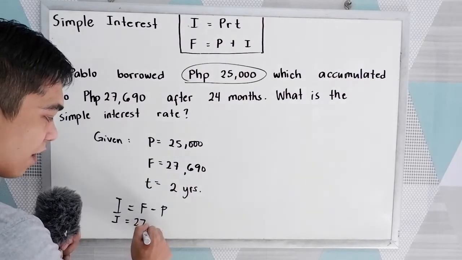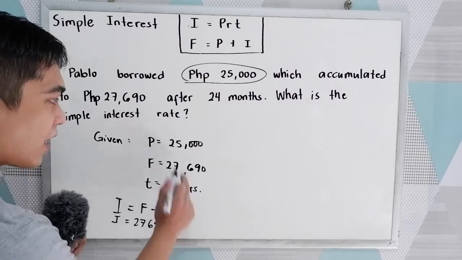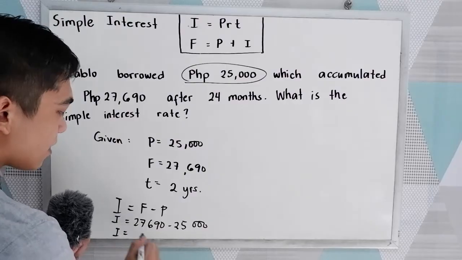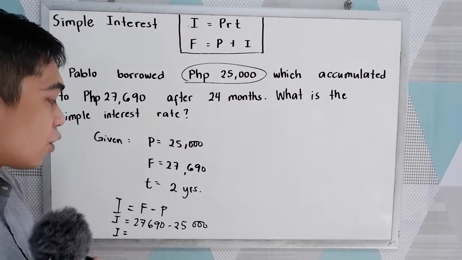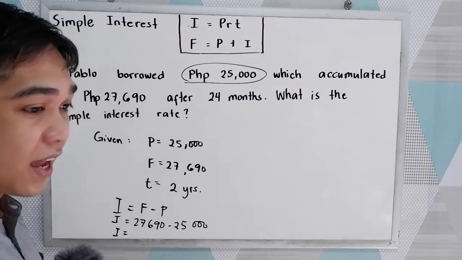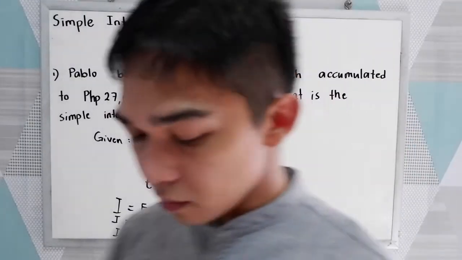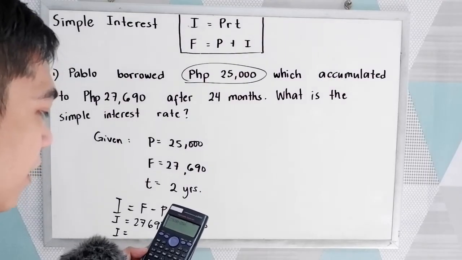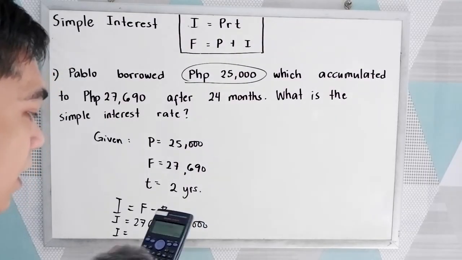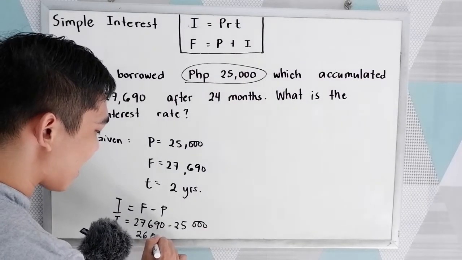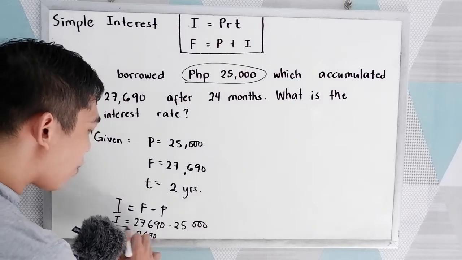Substitute 27,690 minus 25,000. Now get the difference. 27,690 minus 25,000. That is 2,690. This is now our interest.